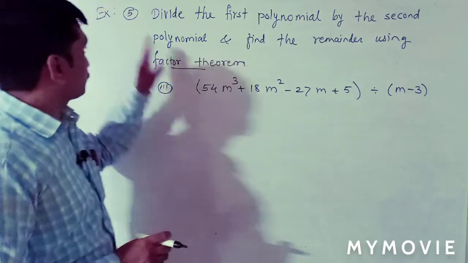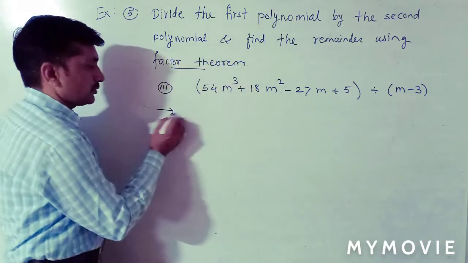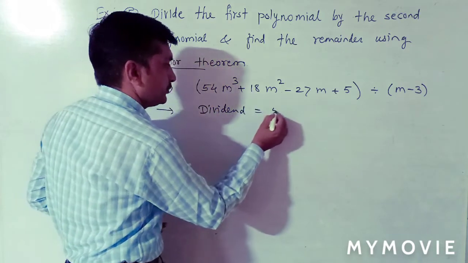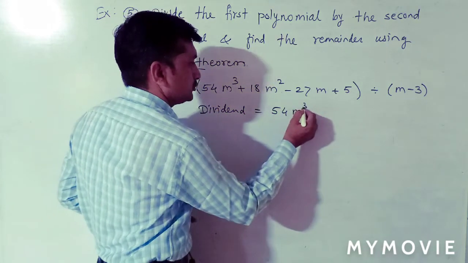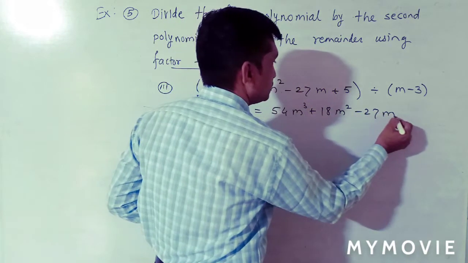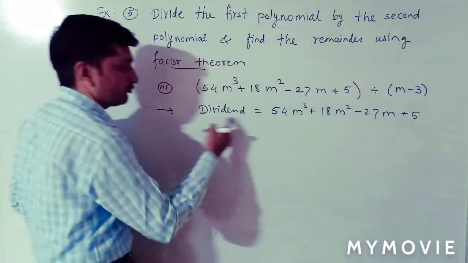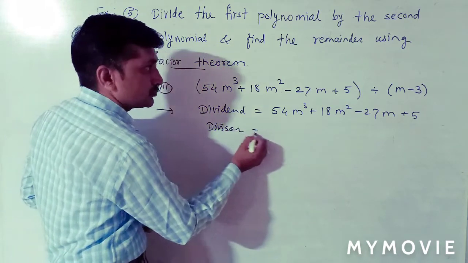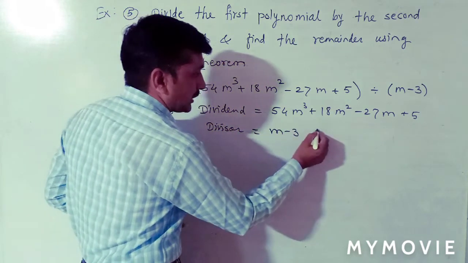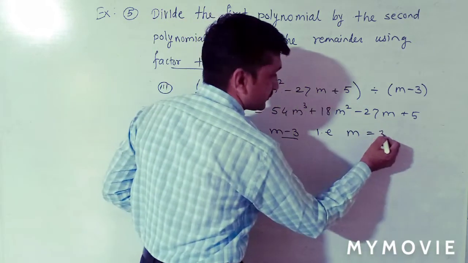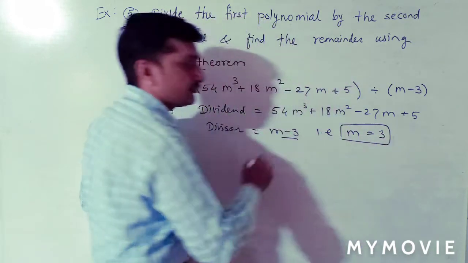Example number 3 of question number 5. Here the dividend is 54m cube plus 18m square minus 27m plus 5. This is p of x. Divisor is m minus 3, and that is m is equal to the opposite of minus 3, plus 3 here. This is the value of m.